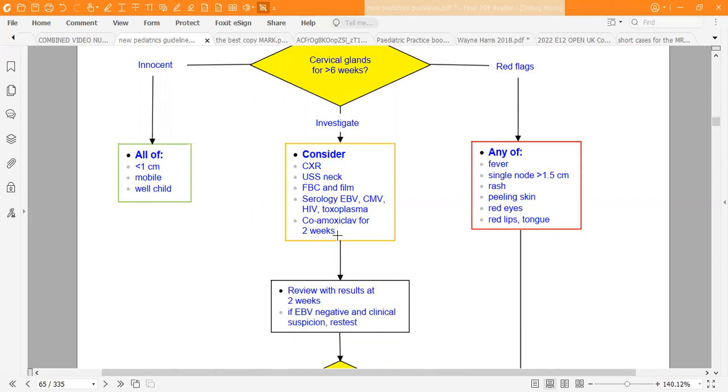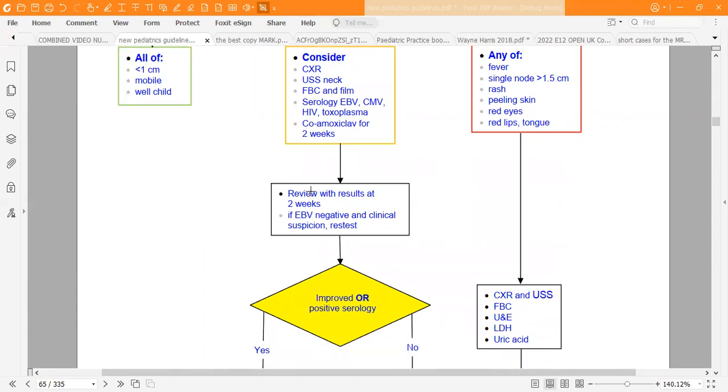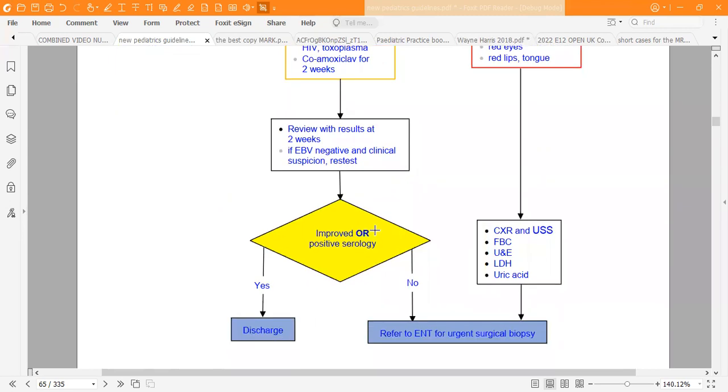You will start with all these investigations and the antibiotic, and then you will review with the results at 2 weeks as well. If EBV is negative and there is clinical suspicion, retest again. If he improved or has positive serology, if he improved, you will discharge him. If he is not improving, refer to the ENT for urgent surgical biopsy.